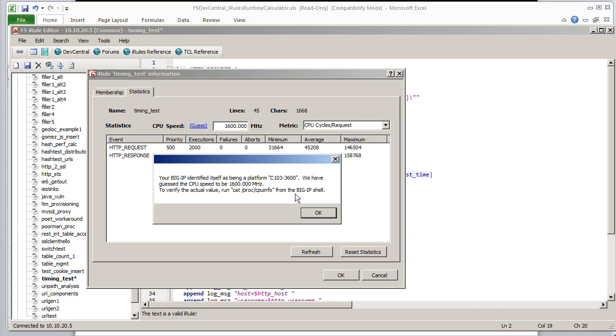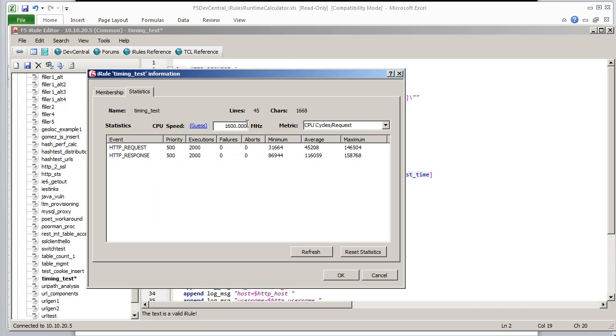You can have it guess. So we have guessed the CPU to be 1600. So for me, that's not accurate. My 3600 has a 2.3 gigahertz processor, and it's got two of them, so it would actually be closer to 4600 megahertz instead of 1600 megahertz. So that's something you'll want to keep in mind when you're using that. But you can come down here and look at max concurrent requests, and it's going to tell you your maximum requests for that event, and then percent CPU for each event.